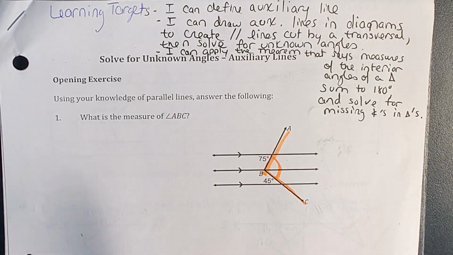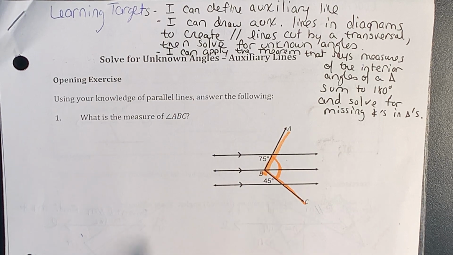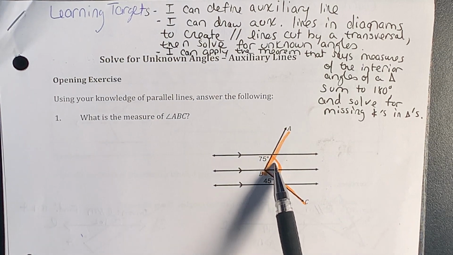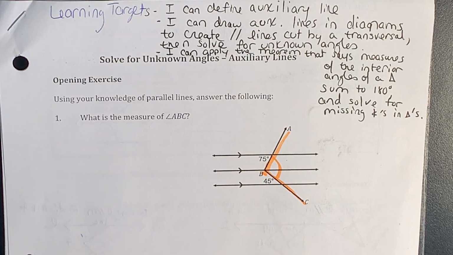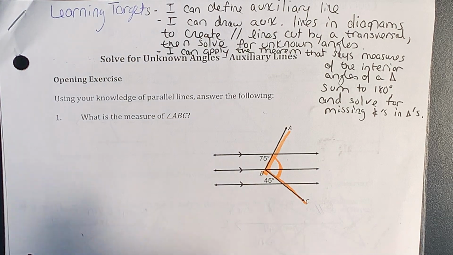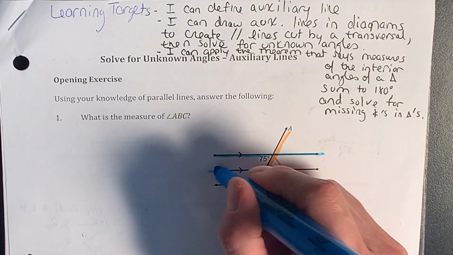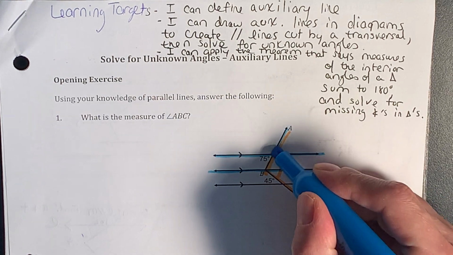Now, where many students go wrong is they think that this line is bisecting this angle, when in fact it's not. So we can't assume that this top portion of the angle is equal to the measure of the bottom portion of the angle. So we're going to start with the top two parallel lines. How do we know they're parallel? Because we have the arrows to denote that they're parallel lines. And then we have this transversal right here.